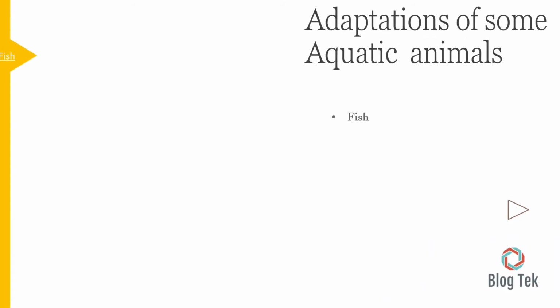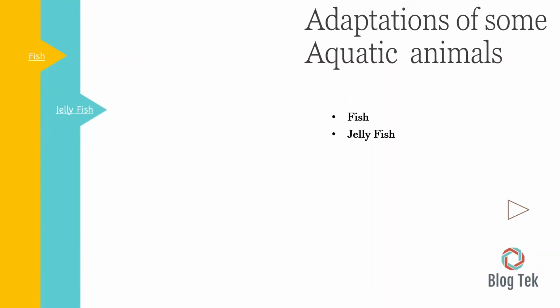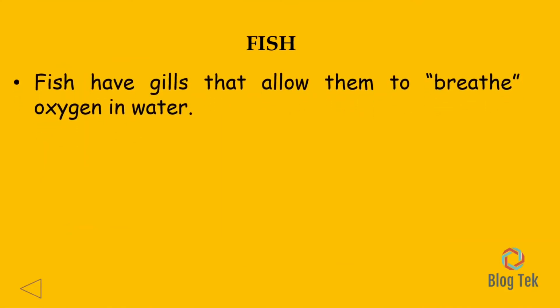Adaptations of some aquatic animals. These animals include fish and jellyfish. So first, let's have a look at fish. Fish have gills that allow them to breathe oxygen in water. There is oxygen in water, but our lungs are not capable of breathing the oxygen which is available in water. That is why fish have gills.